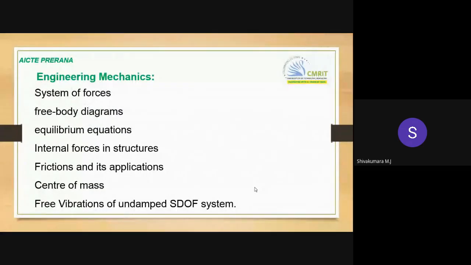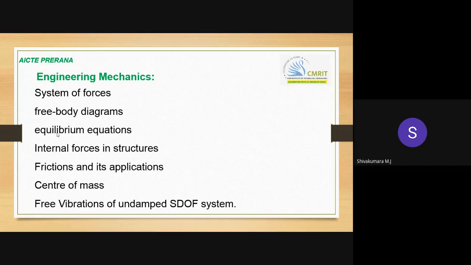So in today's session, we discuss engineering mechanics. The syllabus is like this. Under engineering mechanics, we discuss a system of forces, different force systems. And free body diagrams, how to draw free body diagrams before analyzing any structure, and some problems on the same. Next, equilibrium equations and some problems using them, that is the concurrent coplanar force system, concurrent non-coplanar force system, and coplanar non-concurrent force system. Some problems we are going to solve using equilibrium conditions. And internal forces in structure, this topic also we will discuss.